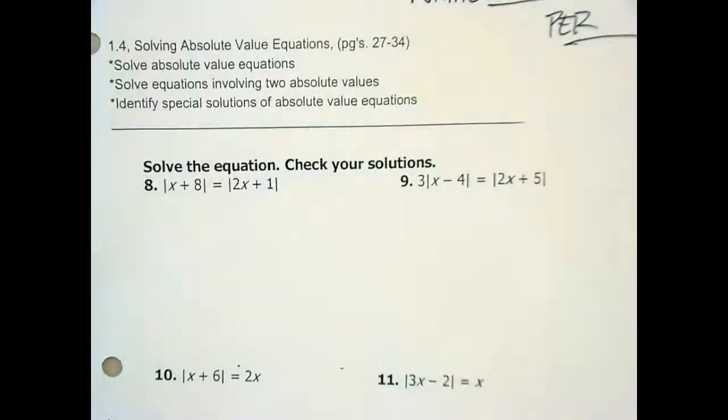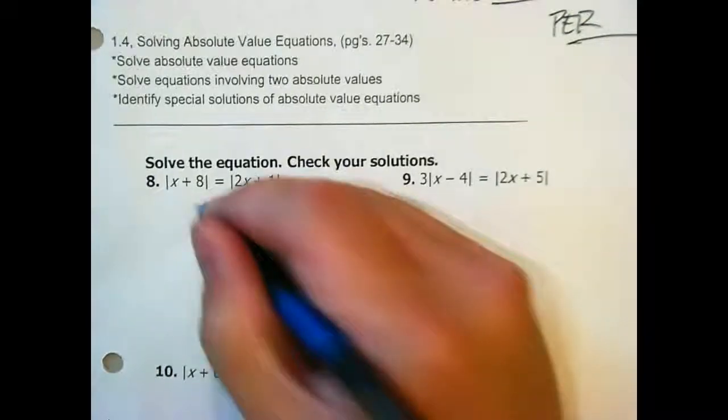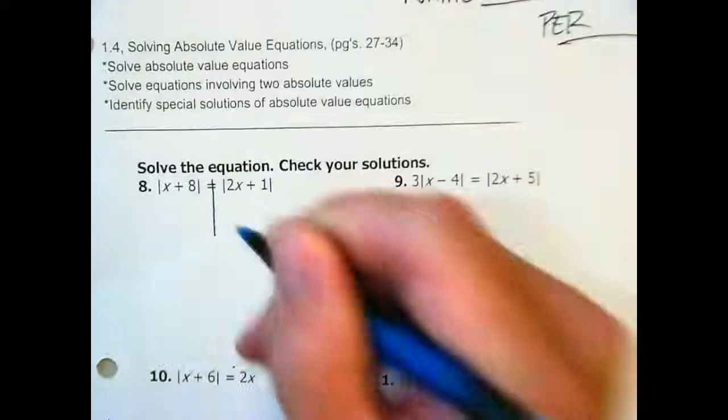Okay, so number 8. Solve the equation, check our answer. Absolute value of x plus 8 equals the absolute value of 2x plus 1. We have 2x plus 1, thank you. We have two absolute values.